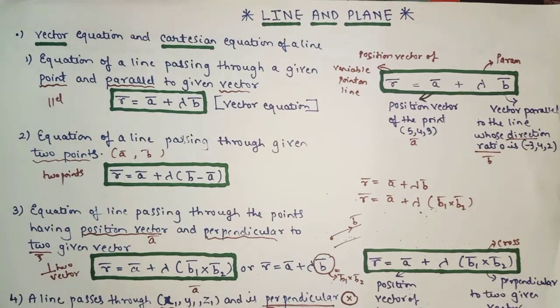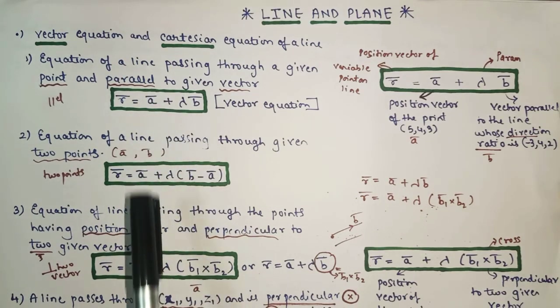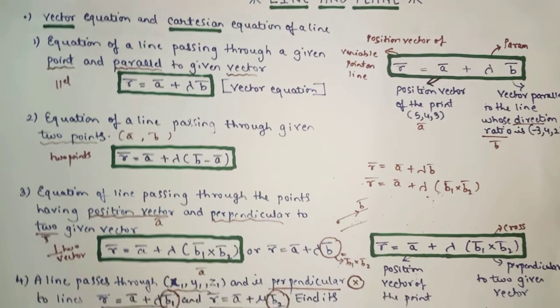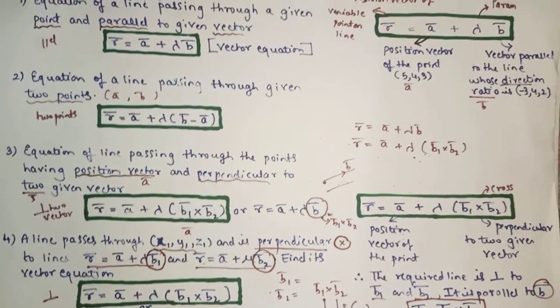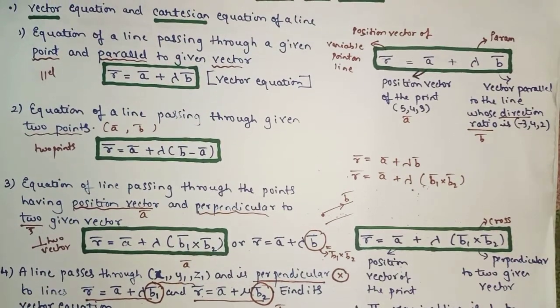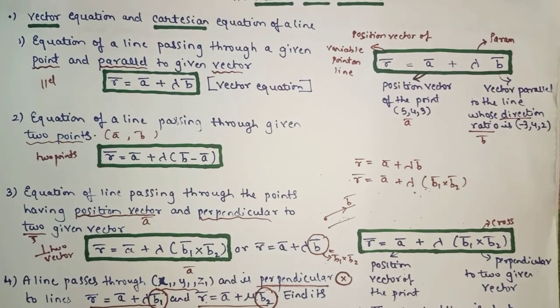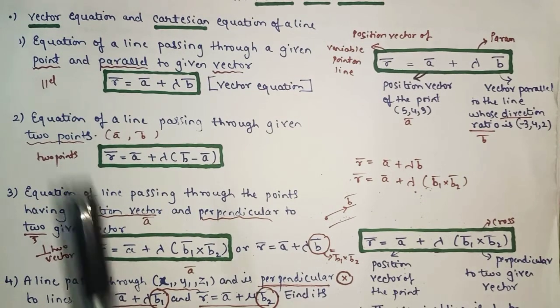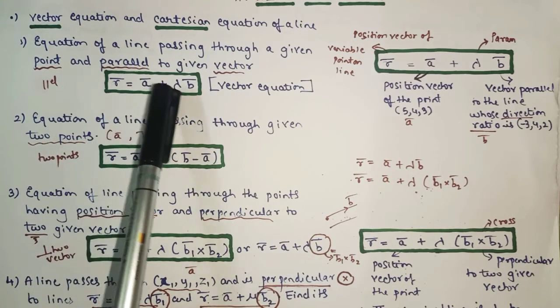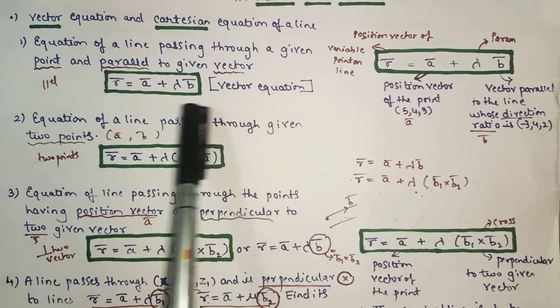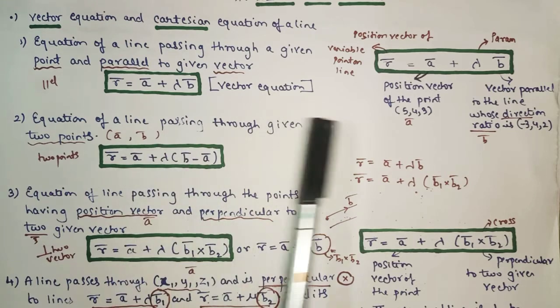I hope you all understood all the four equations and how to apply them for a particular question. So once again I will explain the concept quickly. The first one, r bar equals a bar plus lambda b bar. All the equations are known as the vector equation only.